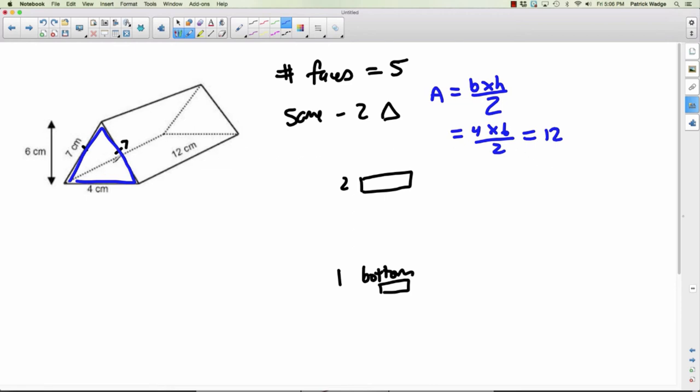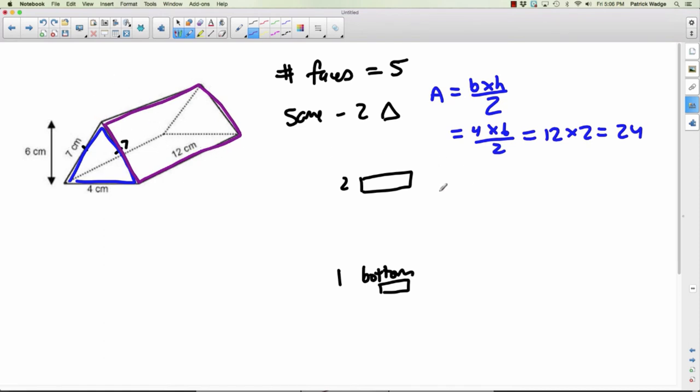How many triangles do we actually have? We have another one down here as well, right? So we have 2. We better multiply by 2 and get 24. Okay, let's do the two rectangles that are equal to each other. So that's that one and the one on the left back here.